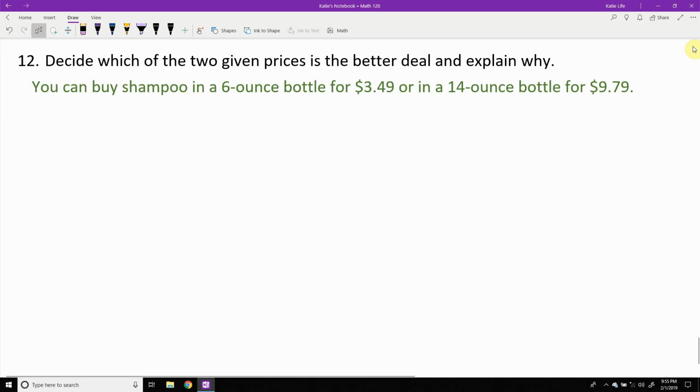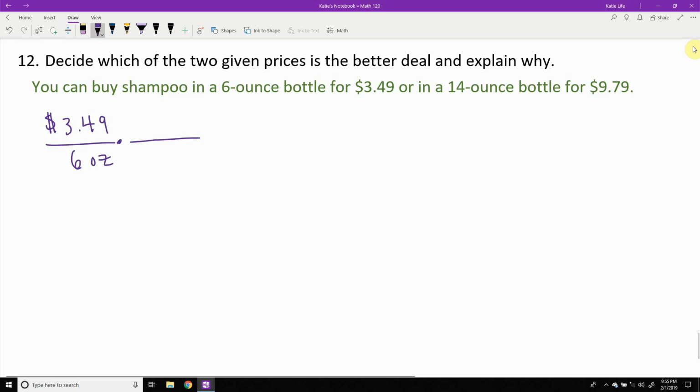To do these which-is-the-better-deal type problems, we really need to put both of these quantities in the same unit of measure. Now they're both in terms of ounces, right, but different size bottles, 6-ounce versus 14-ounce. One way to think about this is to put them both into per pound quantities. So we've got one bottle that is $3.49 per 6 ounces.